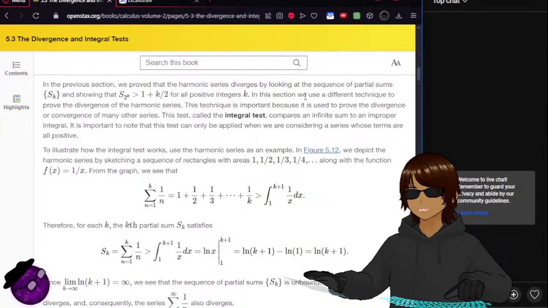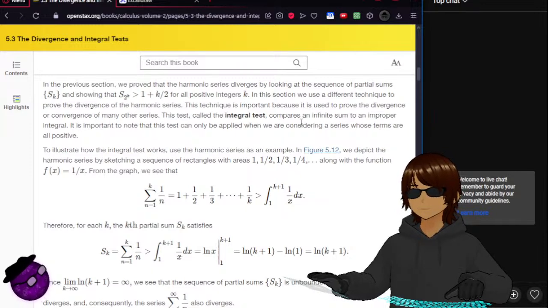In this section, we use a different technique to prove divergence of the harmonic series. This technique is important because it is used to prove the divergence or convergence of many other series. This test, called the integral test, compares an infinite sum to an improper integral. It is important to note that this test can only be applied when we are considering a series whose terms are positive.